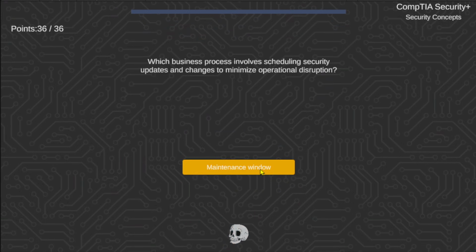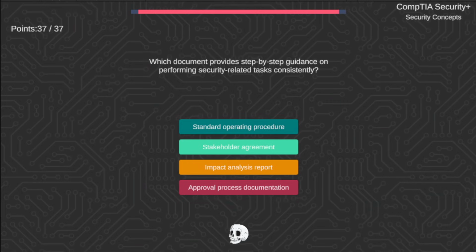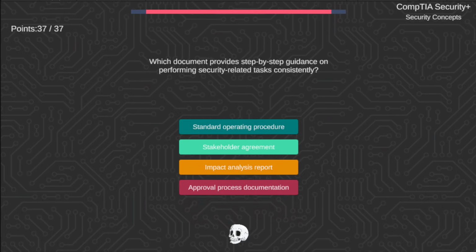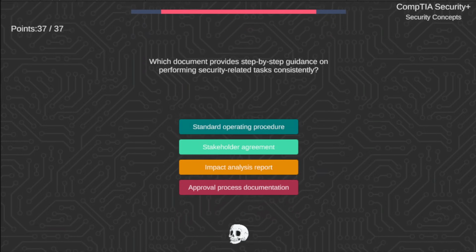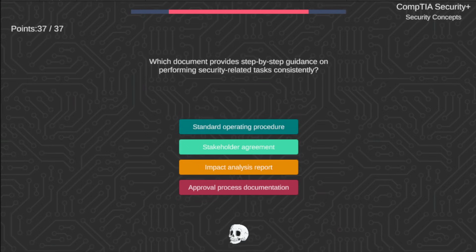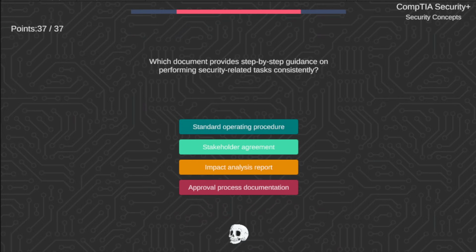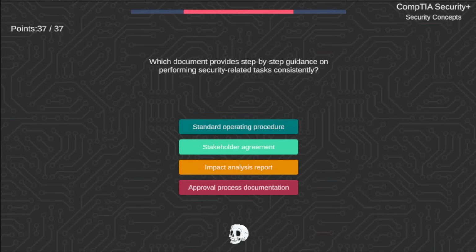So the correct answer is the maintenance window. Which document provides step-by-step guidance on performing security-related tasks consistently? Standard operating procedure, stakeholder agreement, impact analysis report, or approval process documentation?